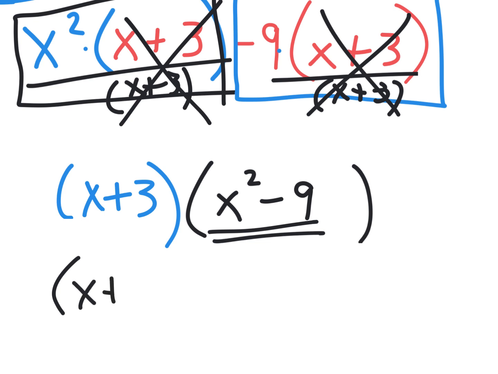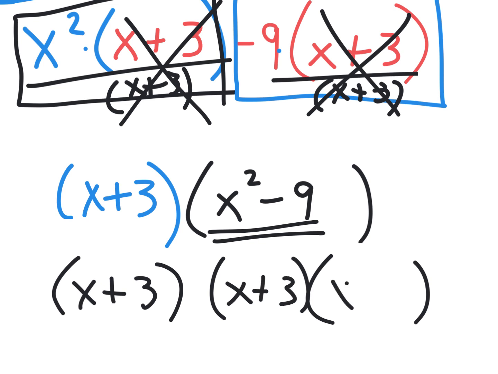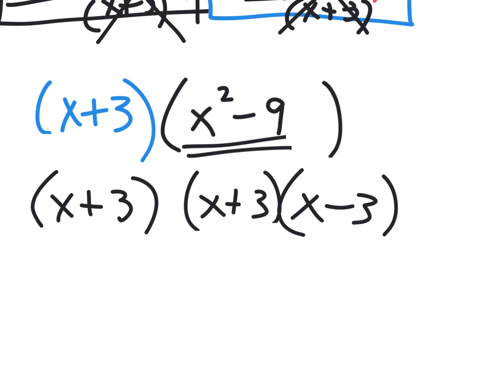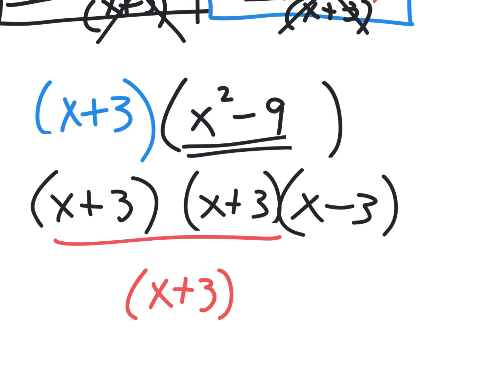And I have x plus 3. And then this one factors into x plus 3 and x minus 3. And then you got to notice that those two are the same. So there's a bounce at one of my roots. Look at that. Now that is some hardcore factoring.